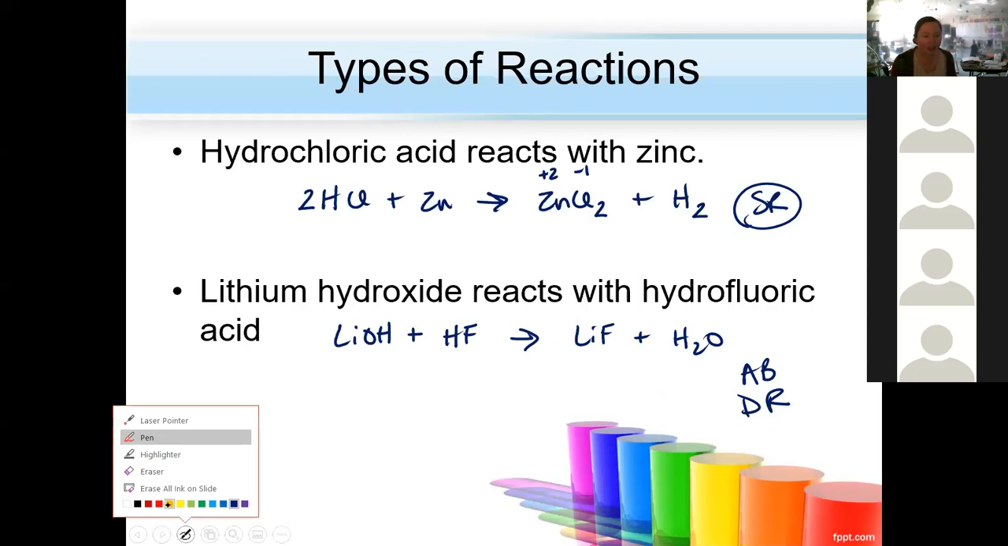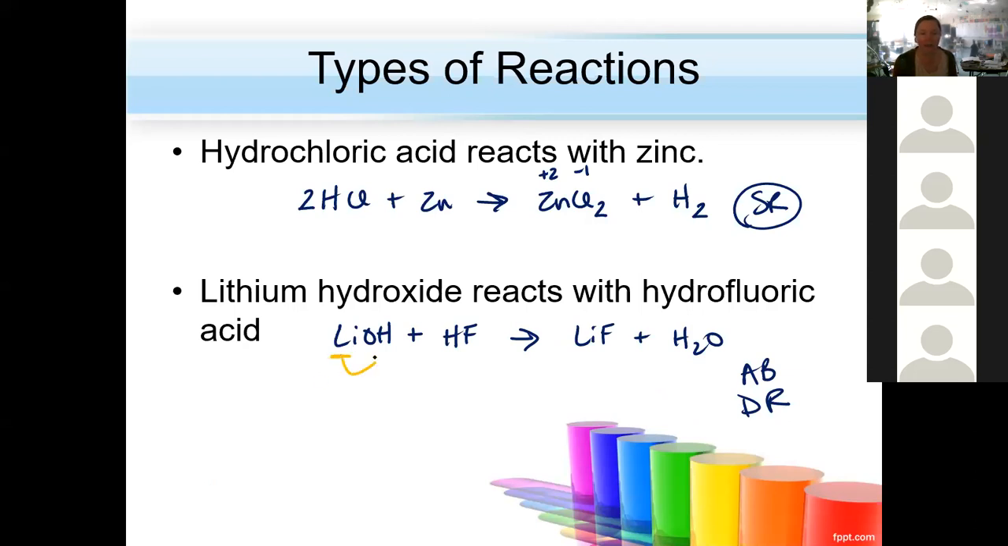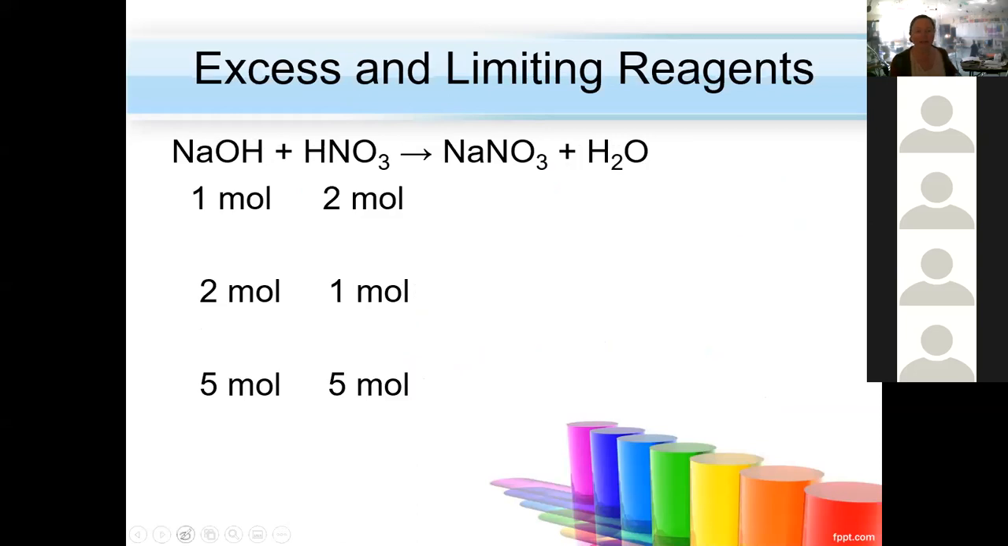And we can look at those pieces moving around. We used to have lithium on the hydroxide. Now I have lithium on the fluorine, and this OH and this H, hydrogen that used to be on the fluorine, is now on that hydroxide. And HOH is the same thing as H2O. Perfect. So double replacement, acid-base neutralization. Great. So now we're going to switch over to this idea of excess and limiting reagents.